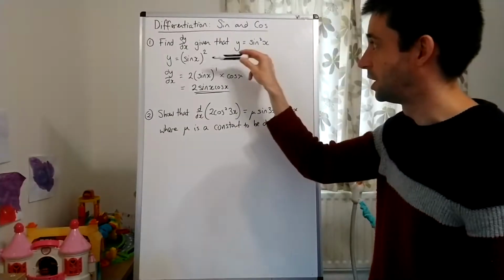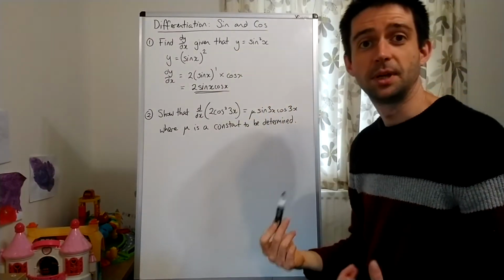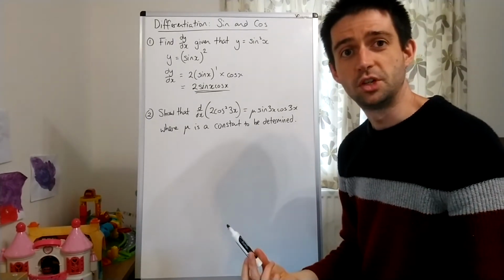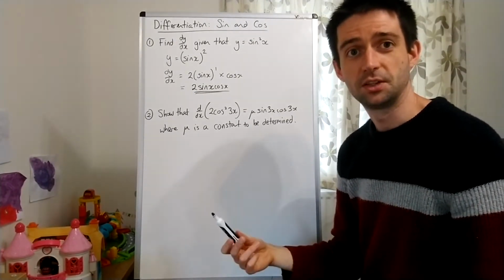Absolutely crucial that you write it like this first, because that will prompt you to use the chain rule and avoid the error of thinking it's cos squared.